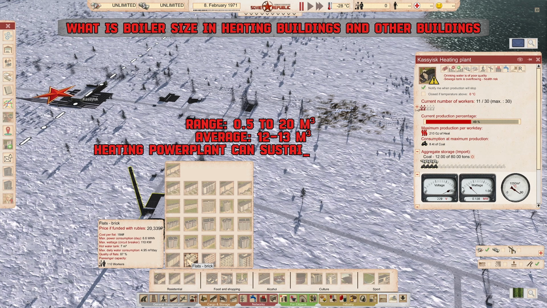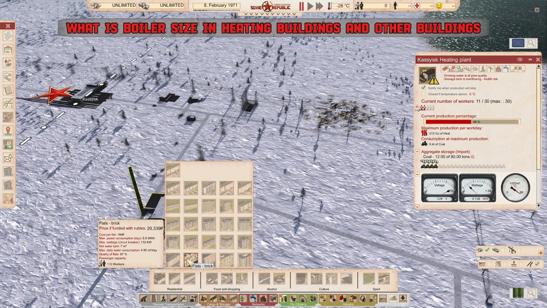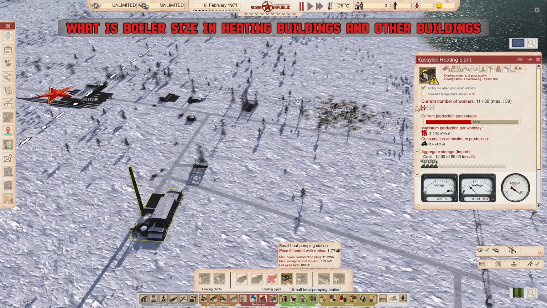This means that a large heating plant can successfully service on average 80 buildings if it runs constantly at full speed during winter time. Moreover, if you noticed, the heat pumping stations also come in 2 flavors. There's a small one, which has a hot water tank of 100 cubic meters, and a big one that has 300 cubic meters. To be honest, I've never used a small heat pumping station. I always went with the big heat pumping station. I'm going to show you exactly why soon.